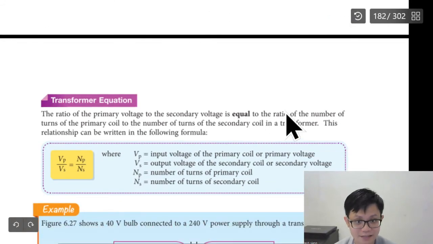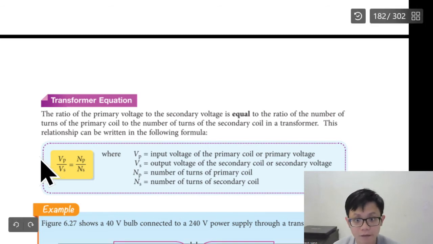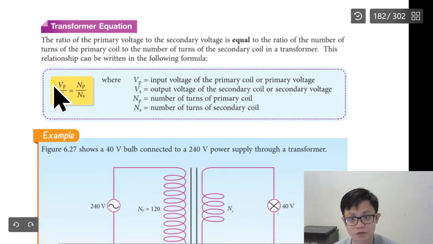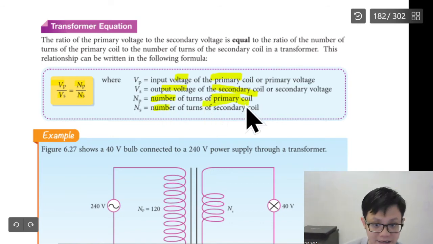Okay, now we already learned the formula. This formula is the same. Instead of using the ratio formula in the previous video, the formula is Vp over Vs is equivalent to Np over Ns. Vp is the voltage of the primary, Vs is the voltage of the secondary, Np is the number of turns of the primary, Ns is the number of turns of the secondary.